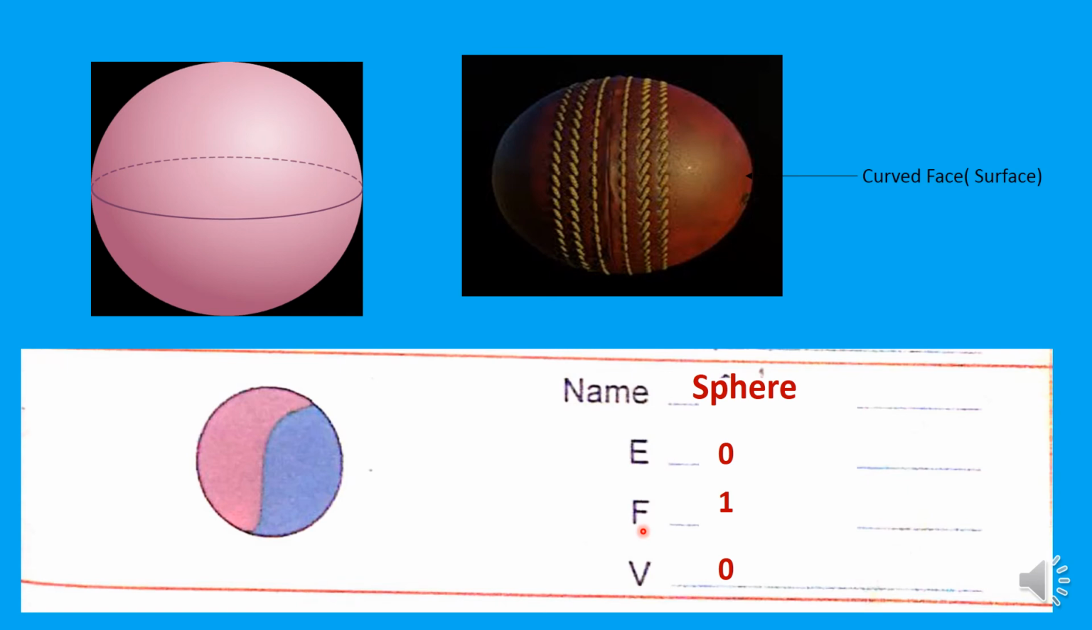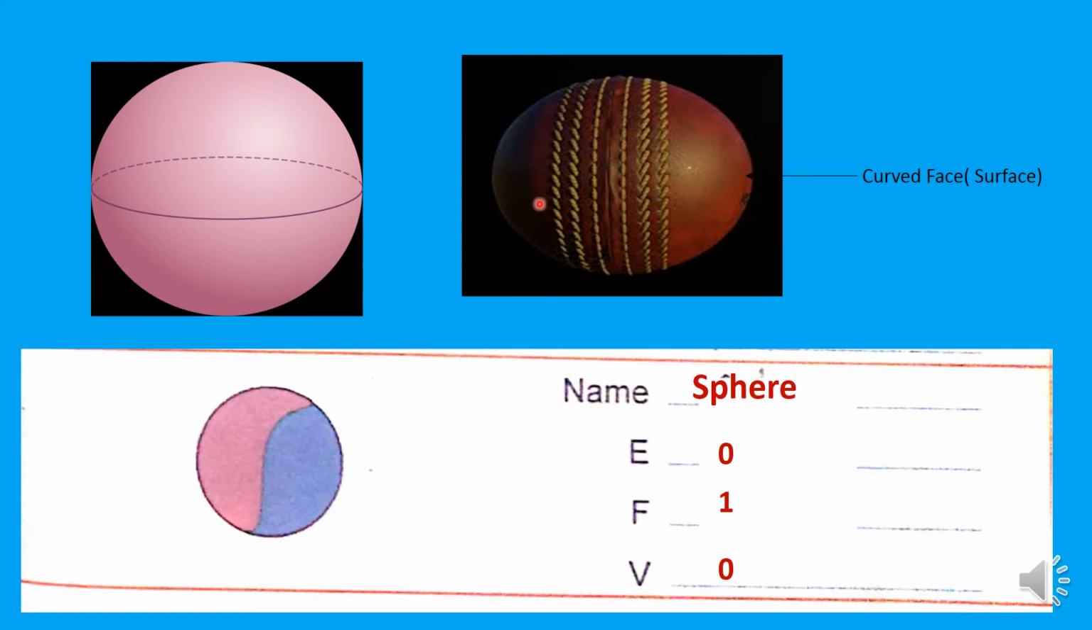Now we have to write how many faces a sphere has. A sphere has only one curved surface, or curved face. So we are writing 1 here. This is the curved face, the curved surface. So a sphere has only one face. That's why we are writing 1 here.